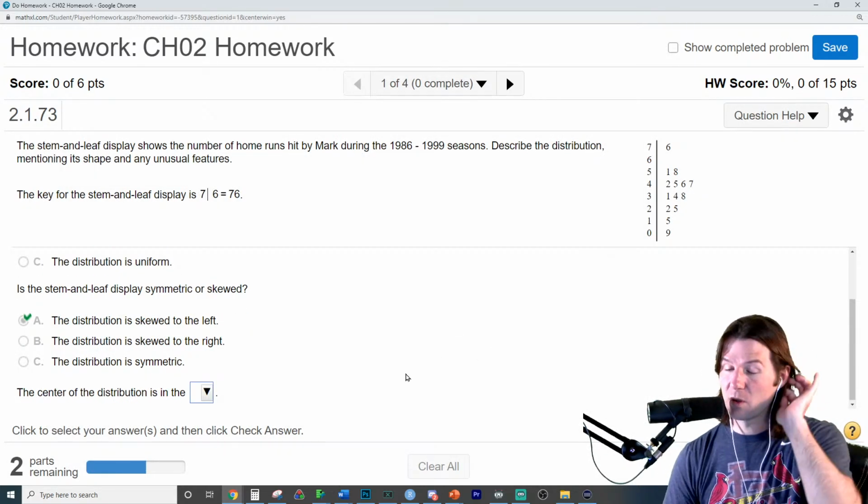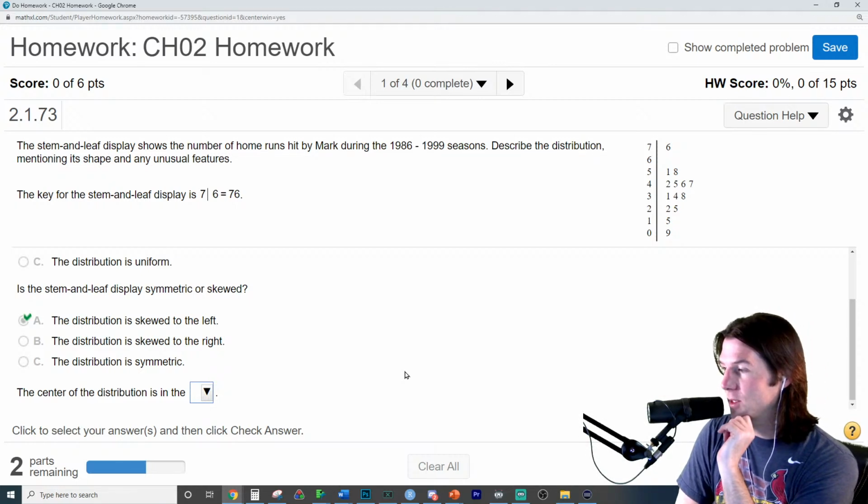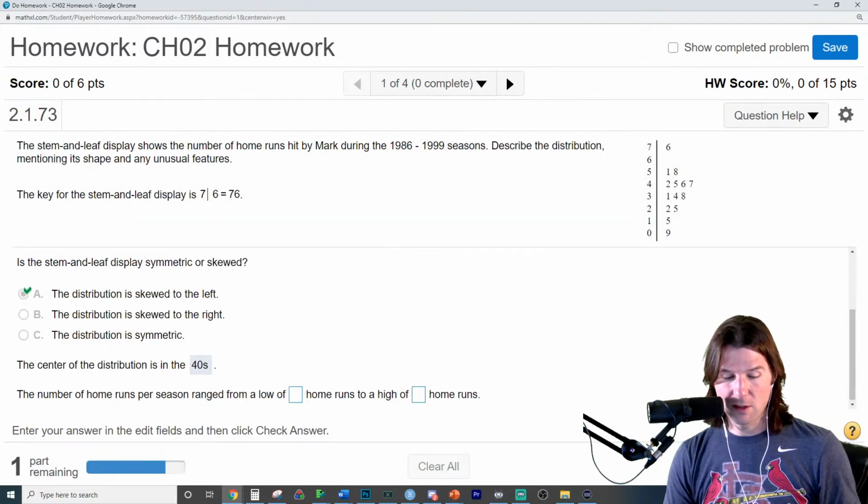The center of the distribution is where? Is it in the 20s, 30s, 40s? Nice job right there, Daria. It is in the 40s. Look at this. We're destroying this quiz.